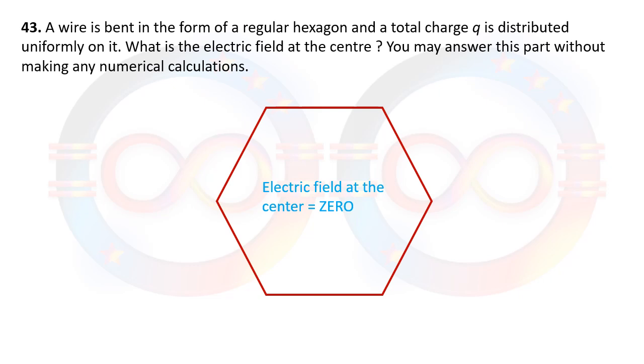It is saying in the question, you may answer this part without making any numerical calculation. No need to calculate anything, as we know that at the center of a ring also the electric field is 0. Similarly, you can make the concept, or you can say the equal and opposite sides are going to cancel the influence of the field produced or experienced by it.